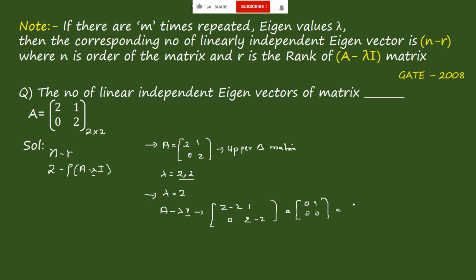So it becomes a row matrix 0 and 1. So the rank of A minus lambda I is equal to 1. So we got the rank. It becomes 2 minus 1, which is equal to 1. So the number of linearly independent eigenvectors is equal to 1. Answer is 1.